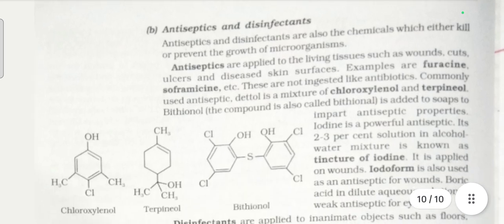Antiseptics and disinfectants. Antiseptics and disinfectants are also chemicals which either kill or prevent the growth of microorganisms. Antiseptics are applied to living tissue such as wounds, cuts, ulcers, and diseased skin surfaces. Examples are furacin, soframycin, etc. These are not ingested like antibiotics. Commonly used antiseptic Dettol is a mixture of chloroxylenol and terpineol. Bithionol is added to soaps to impart antiseptic properties.